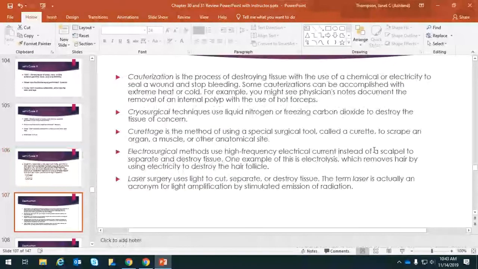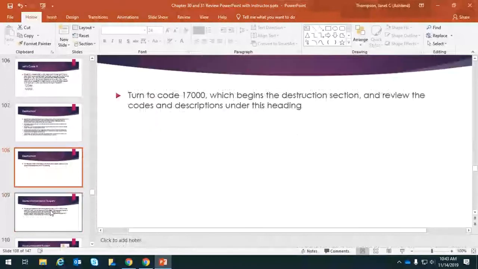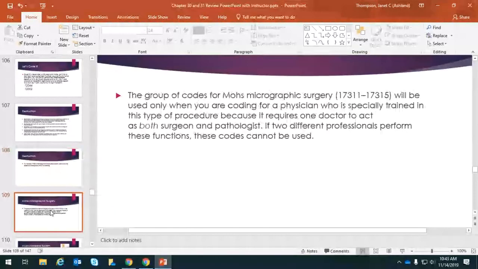All right, this is different ways to destroy a lesion. We already kind of talked about that. The destruction section, we've already looked at that. Turn to code 17000. Review the codes and descriptions. We're going to skip that. We talked about Mohs microsurgery.